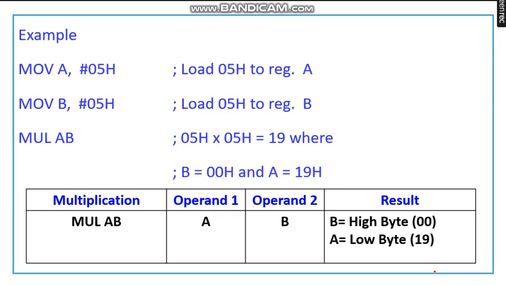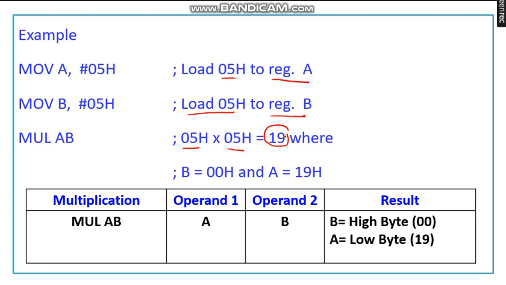See the example here. Let the content of A be 05. Now here I am writing instruction MOV A, #05. That means load data 05 into register A. Here MOV B, #05. That means load data 05 in register B. MUL AB means 05 into 05. The answer is 25 in decimal. In hex it will be 19H.